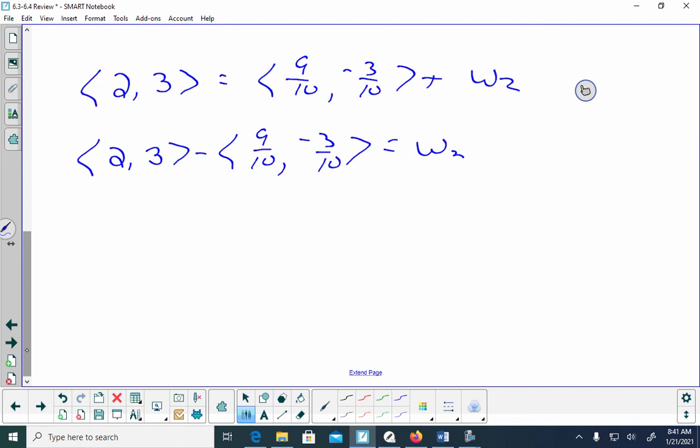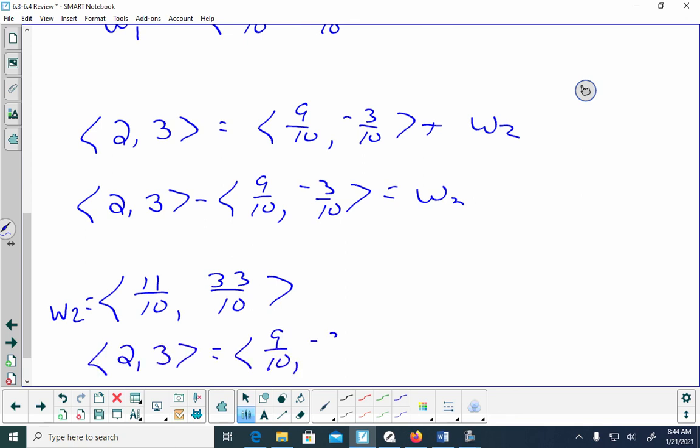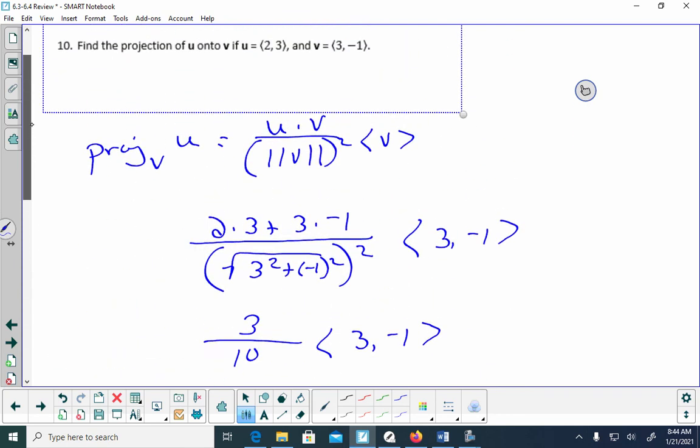All right, so then when I do this, I'm going to take 2 minus 9 tenths, which ends up being 11/10. And then when I take 3 minus the negative 3/10, I get 33/10. And this is going to be my W2. So I could write 2, 3 as the sum of 9/10, negative 3/10, plus 11/10, 33/10. And you could do a real quick check to make sure that works. And that's how I find the projection of u onto v, and that's how I write u as the sum of two vectors.